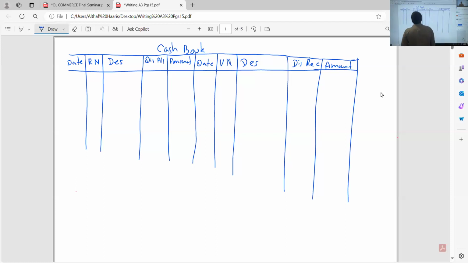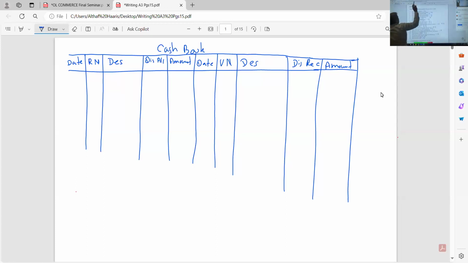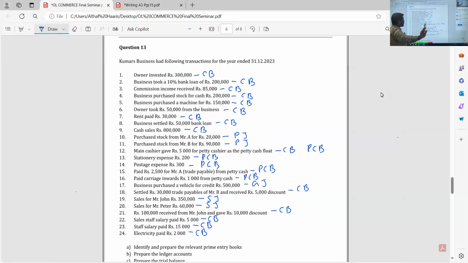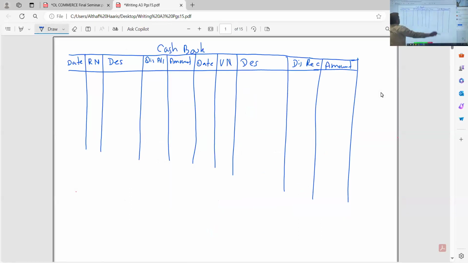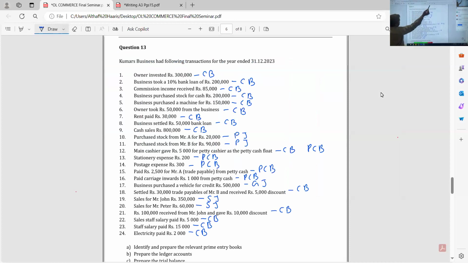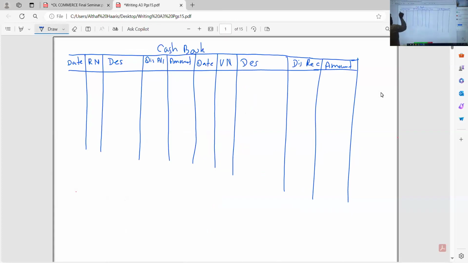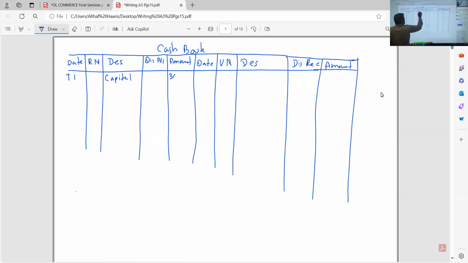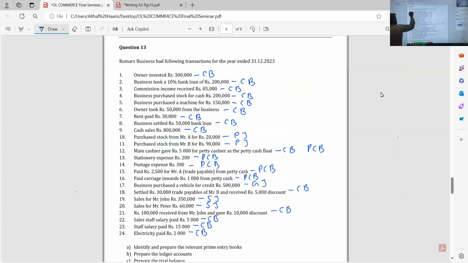Okay. So let's take one by one. Owner invested 300,000. So business is getting some money. In this question, no information is given regarding the opening balances. So we'll assume he has started the business in this year. Have I given any dates? No dates. So I'll take it as transaction 1, T1. So here capital, because owner invested, what is the amount? 300,000. Okay. So we are done with this.